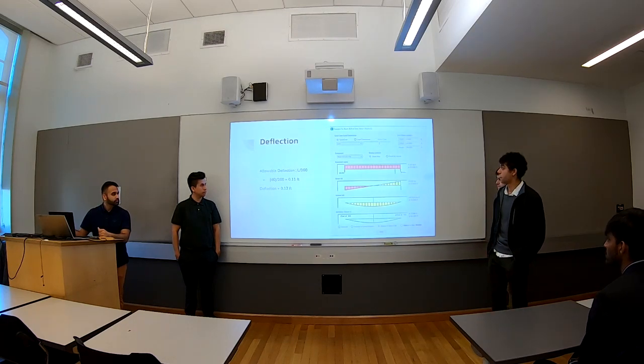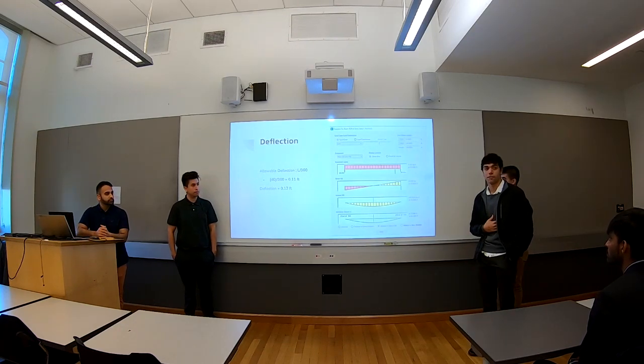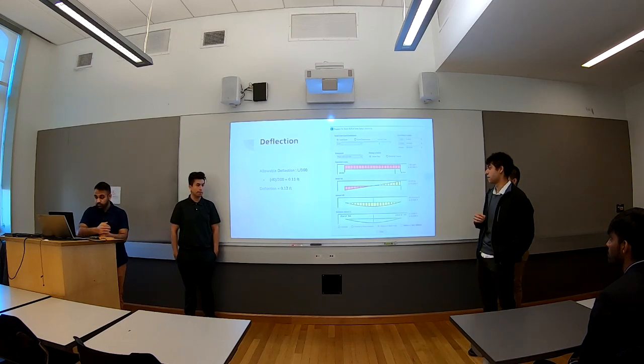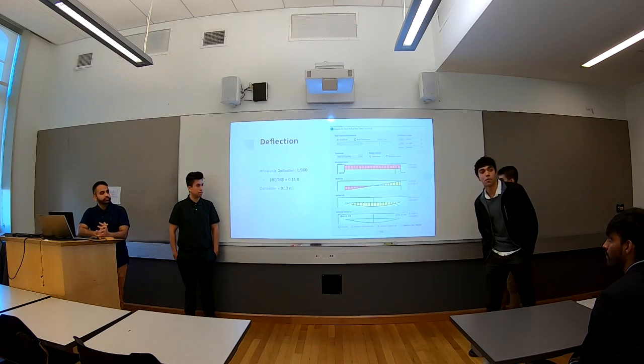And then we also checked the deflection. The allowable deflection for live load for a composite beam is L over 360. So with our length of 40 feet, we did 40 over 360 and got a deflection of 0.11 feet. And the deflection given was 0.12, so it was just within the allowable deflection.